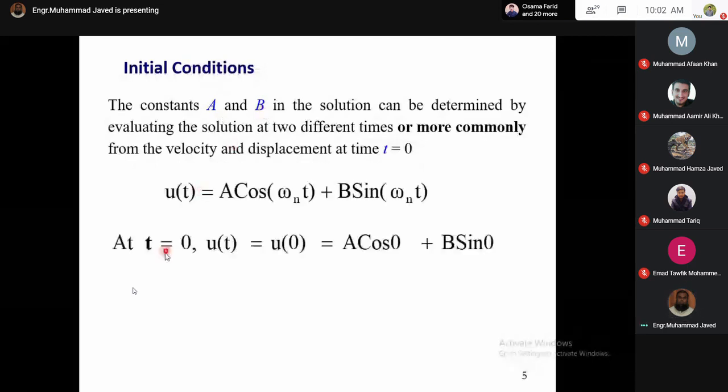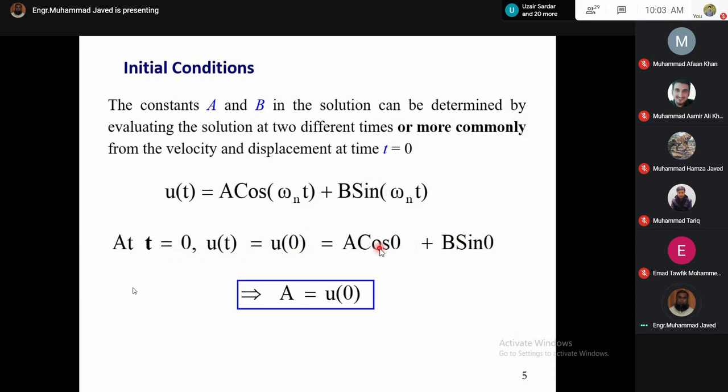So say at the start of free vibration, displacement is u of 0. If you take the displacement at the start of free vibration as u of 0 and put the value of t equal to 0 in this, you will get A cos 0 plus B sin 0. Sin 0 is 0 and cos 0 is 1. So A is equal to u of 0. So you have got the value of A. Now you have to find the value of B.